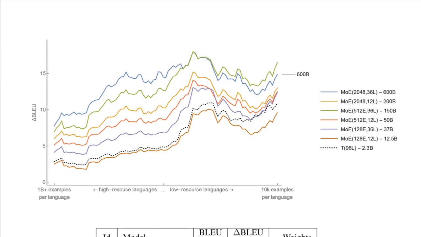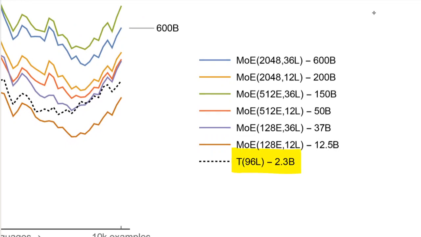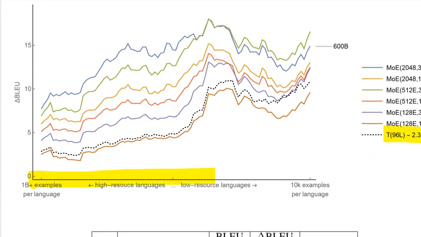Okay, in any case, here you can see what this does. They compare a bunch of models right here. So this T is this big dense transformer that's going to be one of our baselines, and the other baseline here is going to be the zero axis. The zero axis means this is the single model for that language pair.